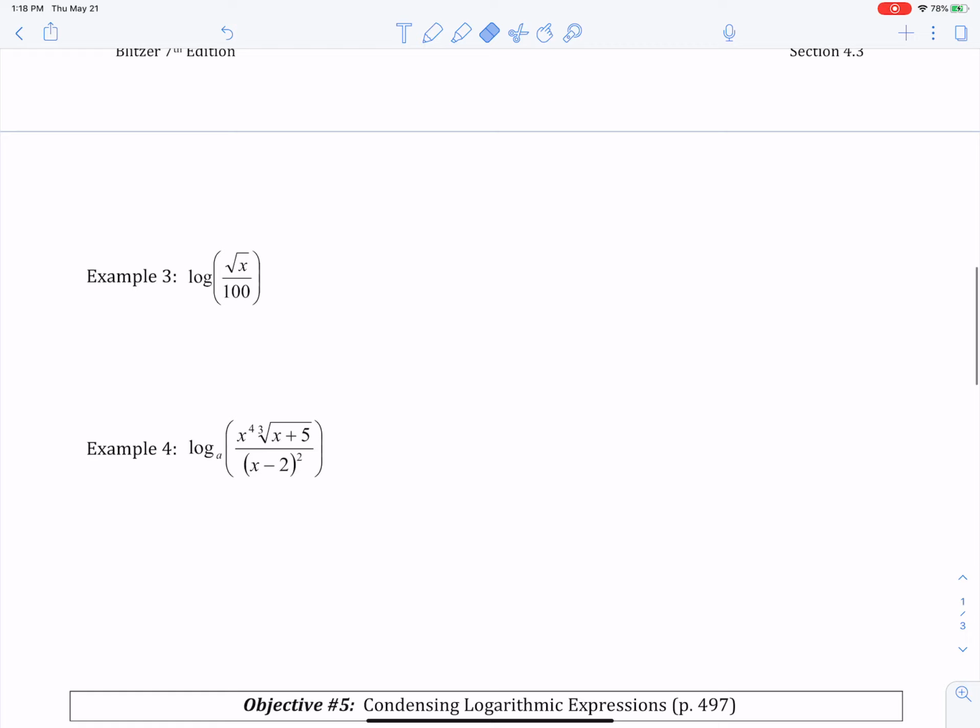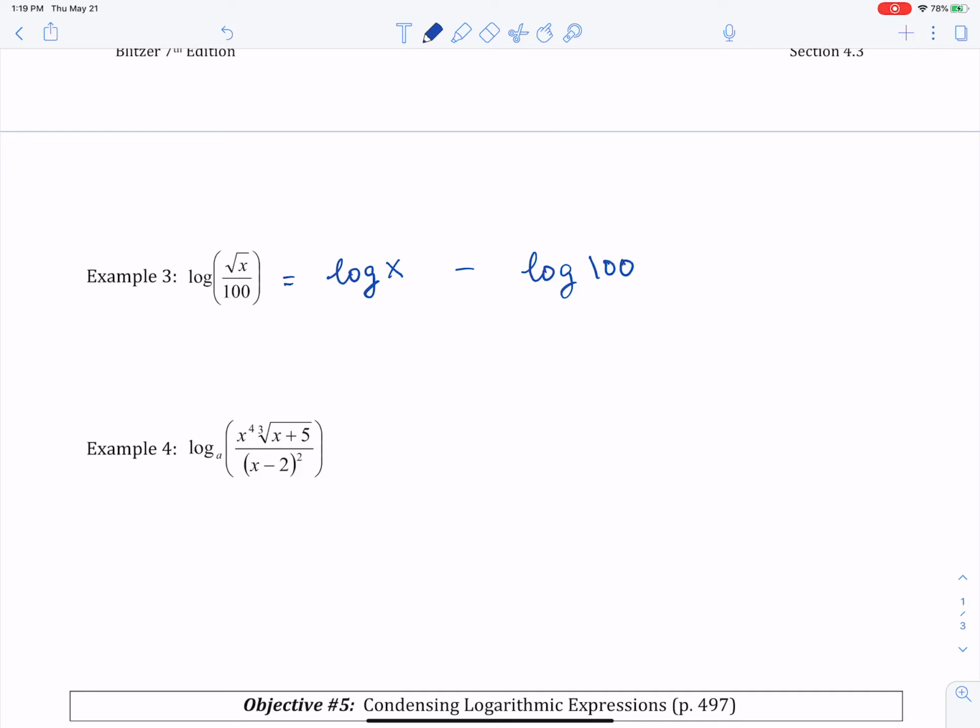Another example, natural logarithm of square root of x divided by 100. Well, again, I have 2 expressions to consider, so I'm gonna end up having 2 logarithms. The numerator is gonna be the positive value, and the denominator is gonna be the negative value.